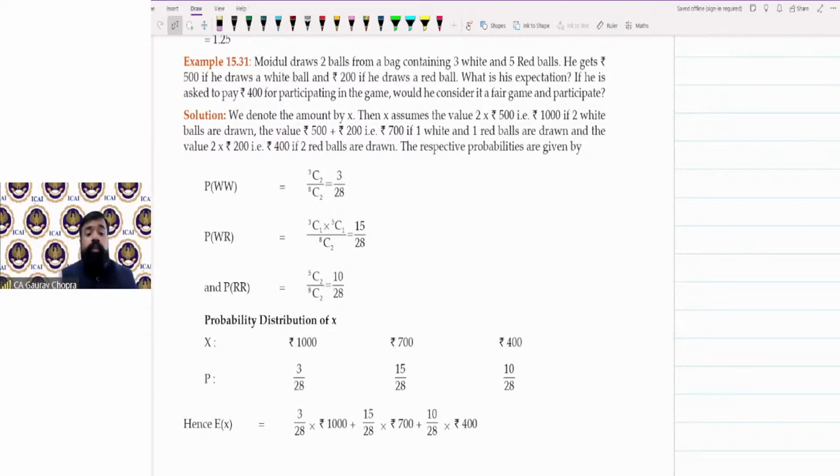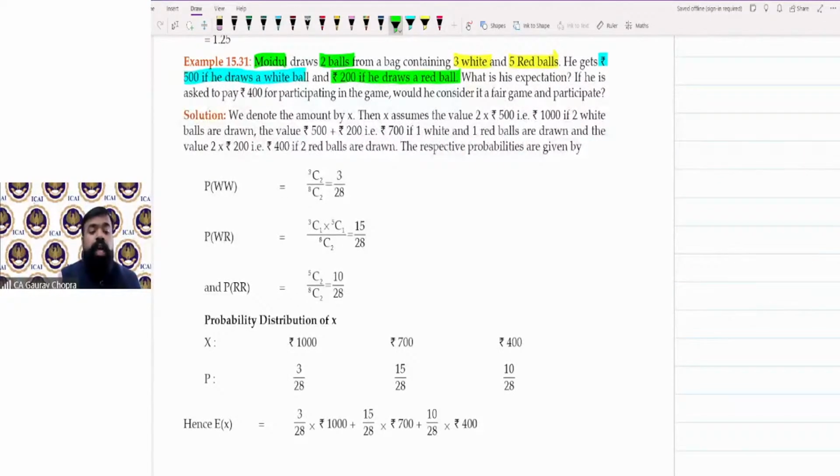So 31st, Moidul draws 2 balls from a bag containing 3 white and 5 red. So Moidul has to draw 2 balls from the bag, and bag is having 3 white balls and 5 red balls. He gets rupees 500 if he draws a white ball. So rupees 500 is for a white ball, single white ball, whereas rupees 200 is for a red ball. So what is his expectation? We have to find out the expected value.